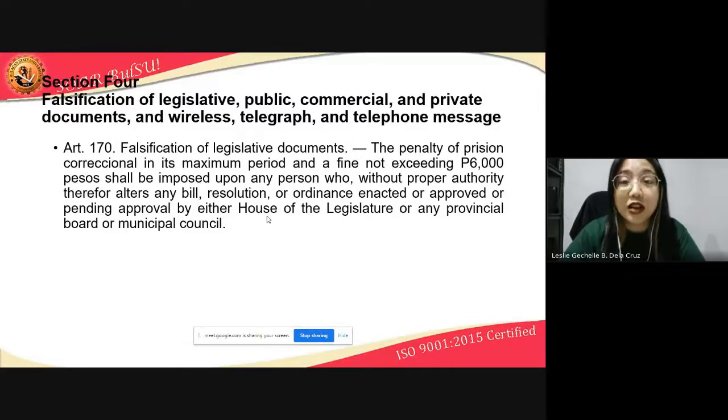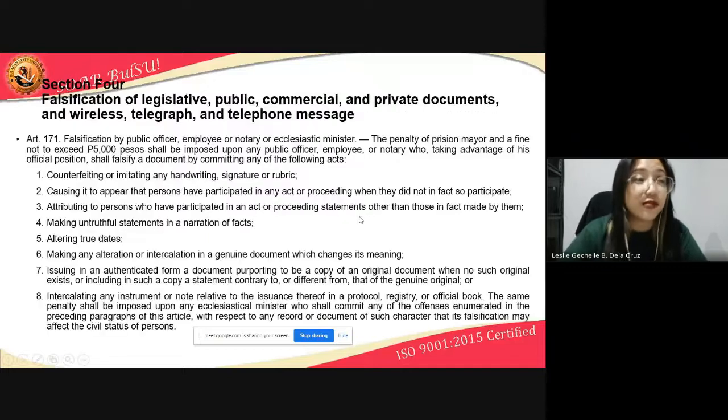The penalty of prison correctional in its maximum period and a fine not exceeding 6,000 pesos shall be imposed upon any person who, without proper authority therefor, alters any bill, resolution, or ordinance enacted or approved or pending approval by either house of the legislature or any provincial board or municipal council. Basta kahit anong dokumento na related sa ating legislative branch, whether sa House of Representatives, sa Congress ba mismo, or sa Senate. Basta kapag may finalsify kang document, punishable by law yun.